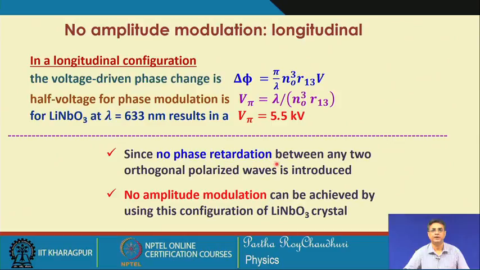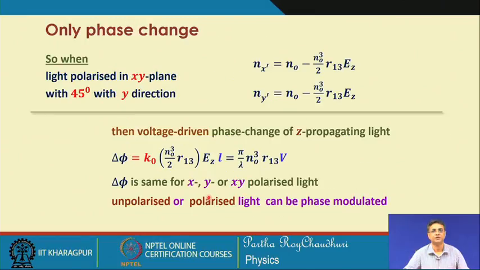But since there is no retardation between any two orthogonally polarized waves, therefore, there is no amplitude modulation. That is the most important outcome, that it cannot be used as an amplitude modulator, but it can be used as a phase modulator. But in that case, you have the freedom that it does not require any particular polarization. Any polarization across x and y, wherever the polarization angle is with x or y, will undergo the same phase modulation when the external field is applied.